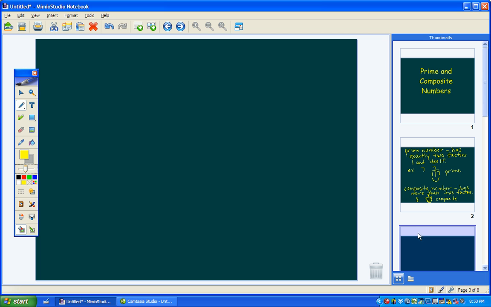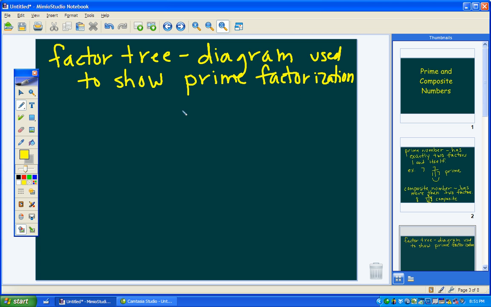We're also going to talk about what a factor tree is. A factor tree is actually a diagram that's used to show the prime factorization of a number. Well, what is prime factorization? Got to know what that is in order to understand what a factor tree is. Prime factorization is when you get all the prime numbers that can be multiplied together to get a composite number. And we will be doing some examples so it'll make sense in just a second.